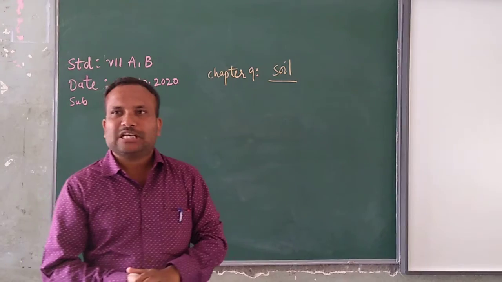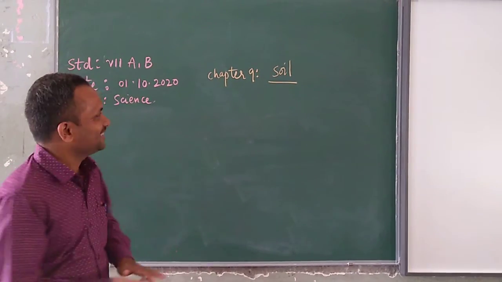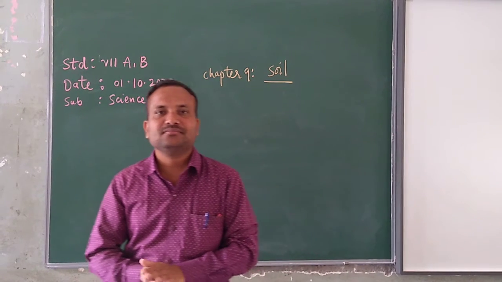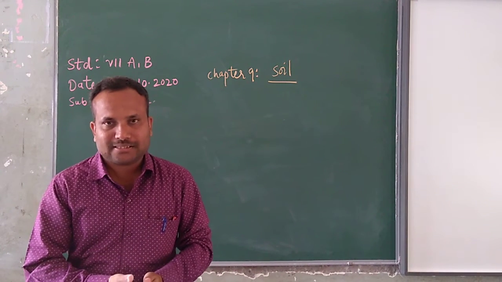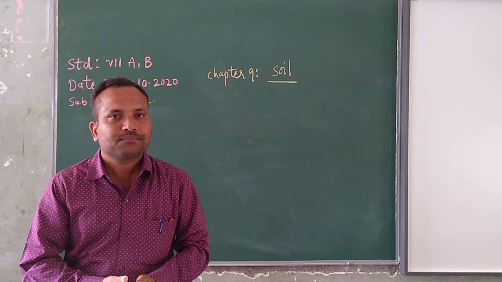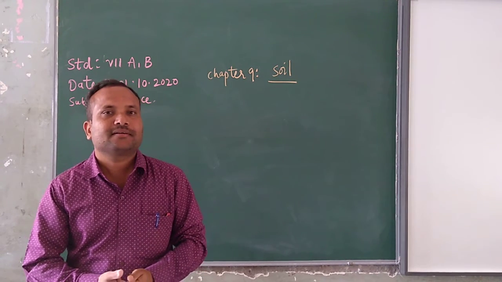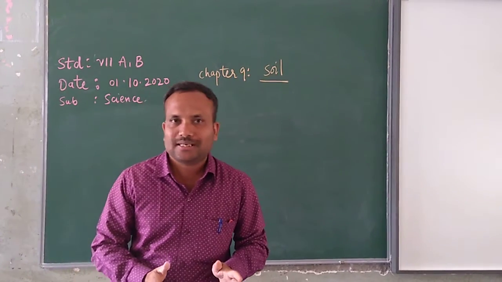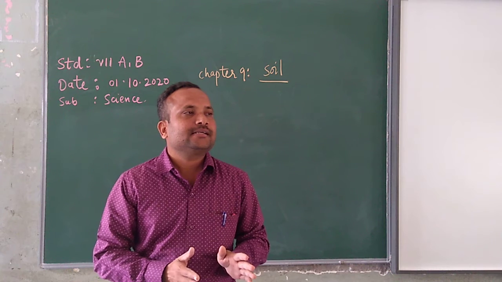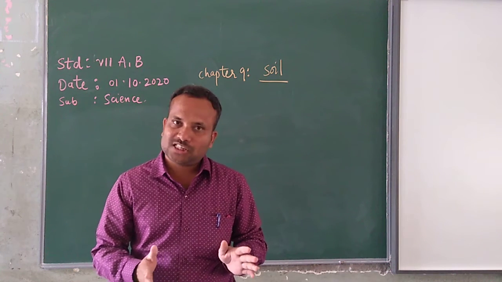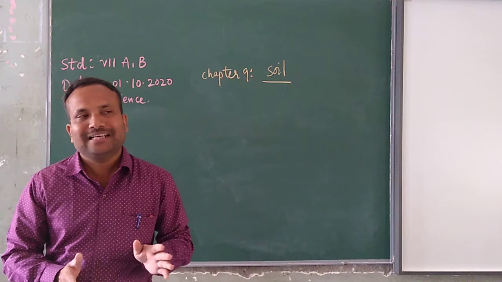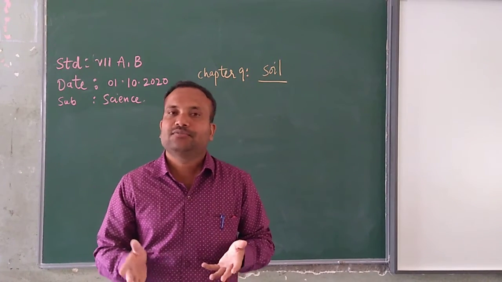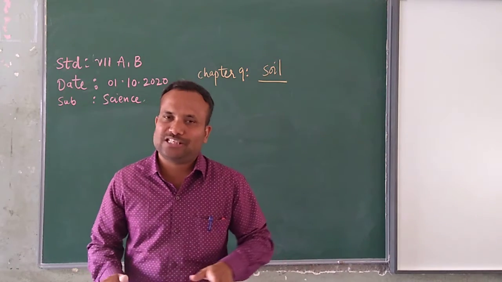Let me start with the new chapter, soil. Okay, chapter number 9. So when we start speaking about soil, children, soil is such an important natural resource, like water, like sunlight, like forest, like wildlife. But the majorly important natural resources are sun, water, rainfall, and the soil. A very important natural resource.